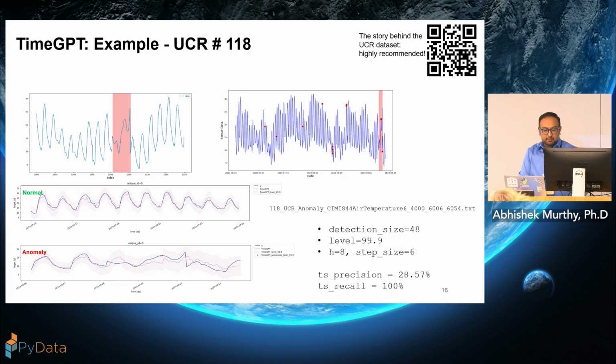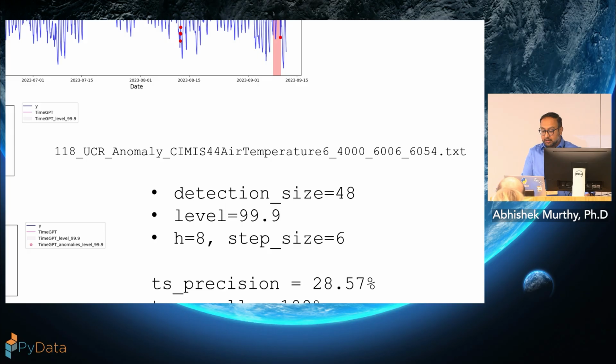So this is an air temperature data set, which essentially measures periodic variations, and the anomaly is right here, right? There is some periodic pattern, and you see a different pattern on these days, which is considered an anomaly. And this is what TimeGPT provides us. The red dots are the anomalies that are predicted, but the actual anomaly is somewhere here, right? The way this data set typically works is the first 4,000 data points are considered normal, and the rest of the data is testing data, and the anomaly lies between the indices 6006 to 6054.